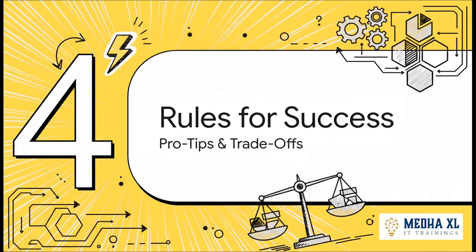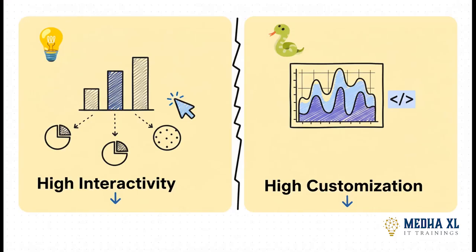But, and this is a big but, with great power comes, well, a few rules. To really use this skill effectively, you absolutely have to understand the trade-offs you're making and a few best practices. Okay, this slide right here is the most important thing to understand. This is the core trade-off. A Python visual is basically a static image. You give up all that awesome interactivity you love in Power BI, like clicking on a bar to filter everything else, but in exchange, you get nearly infinite customization and the power of advanced analytics.